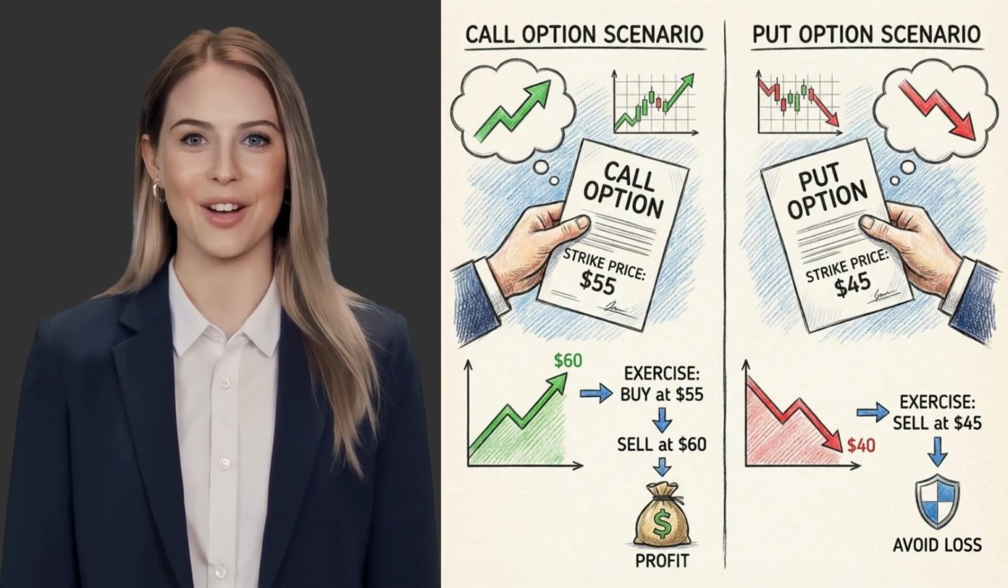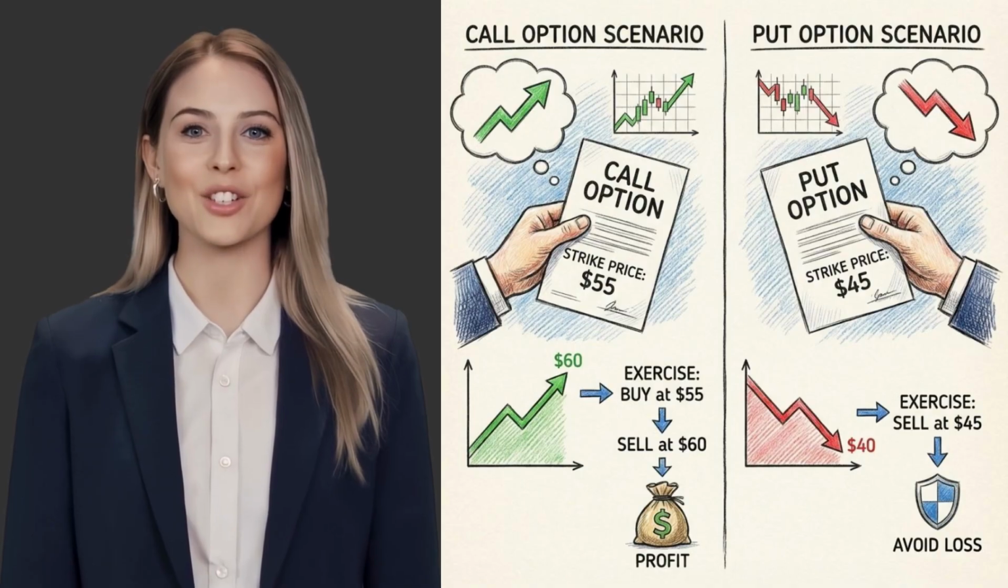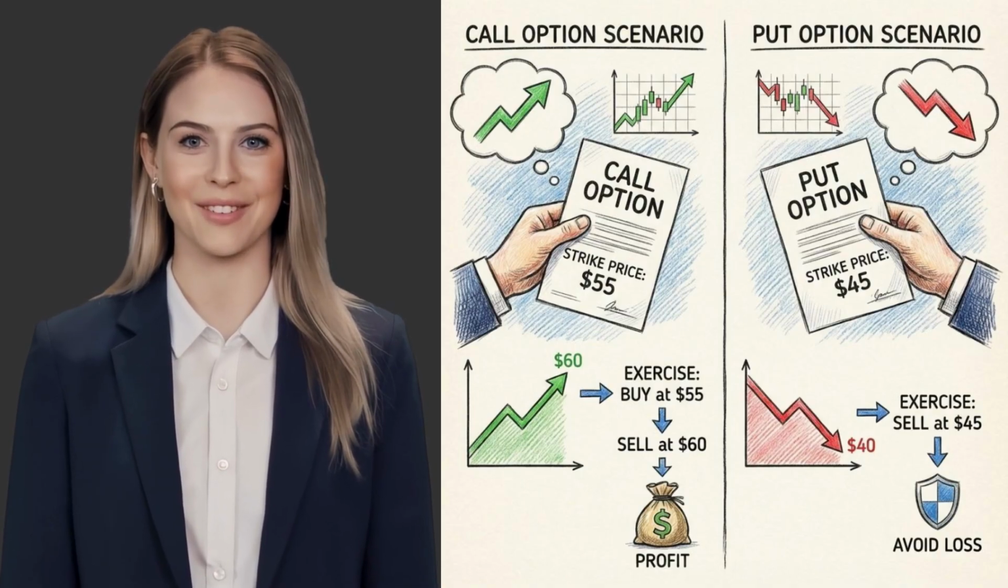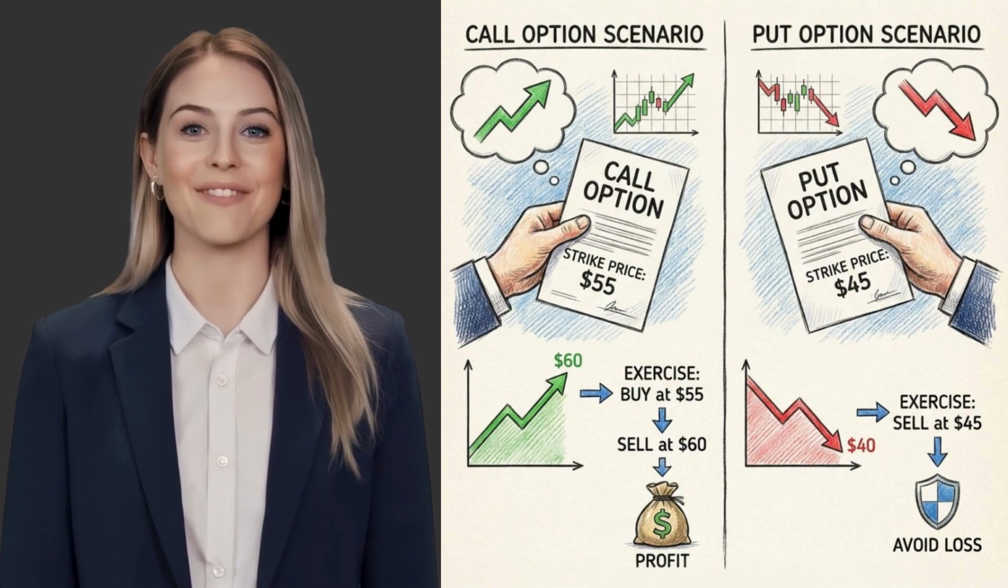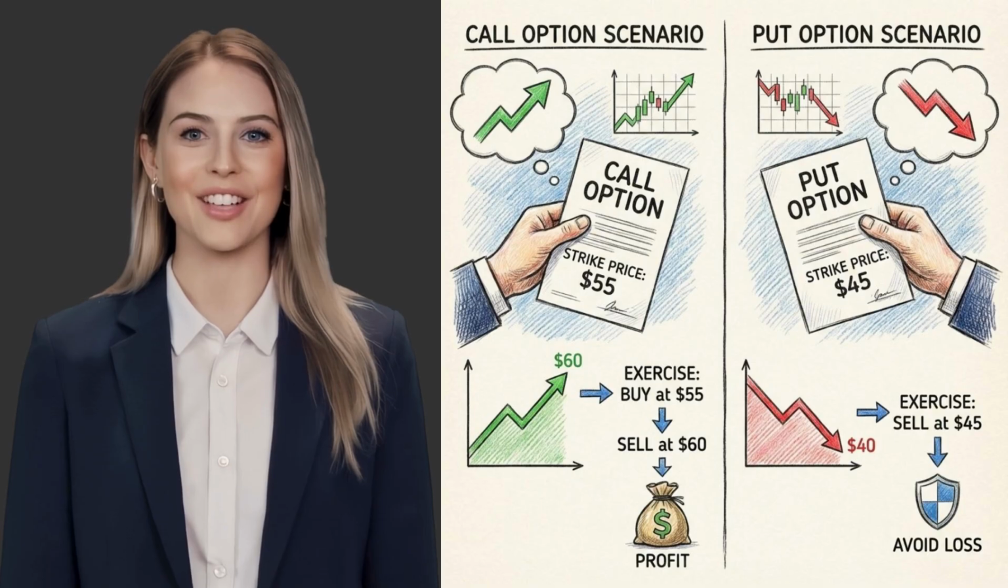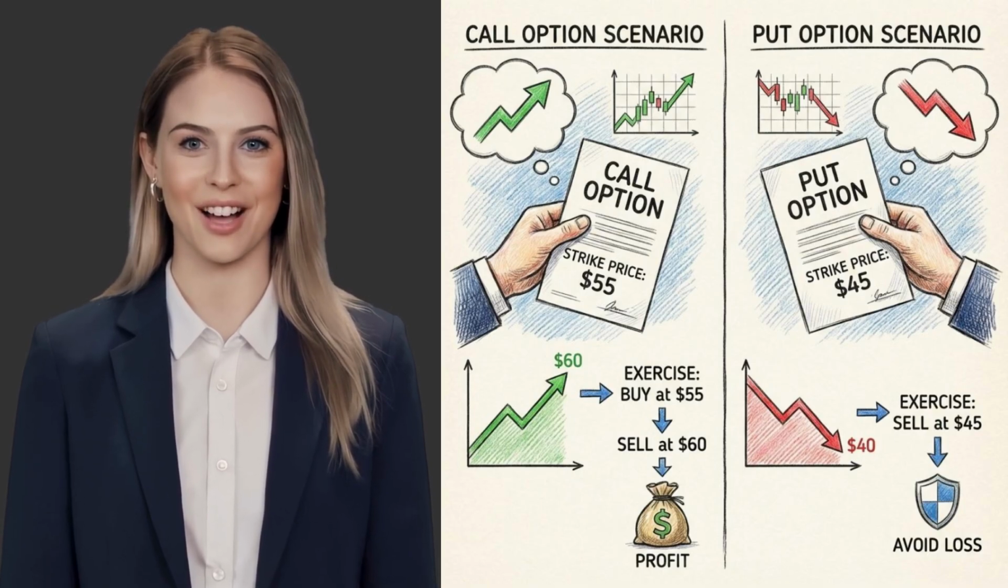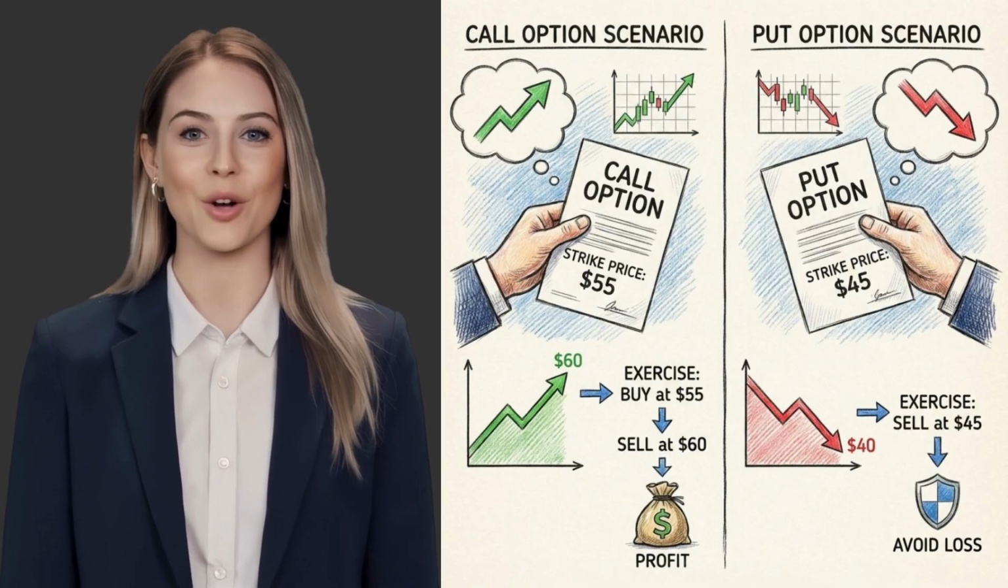Let's look at a scenario to clarify. Imagine you believe a stock's price will go up. You might buy a call option with a strike price of $55. If the stock rises to $60, you can exercise your option to buy it at the lower strike price of $55 and immediately sell it at the market price of $60, securing a profit.